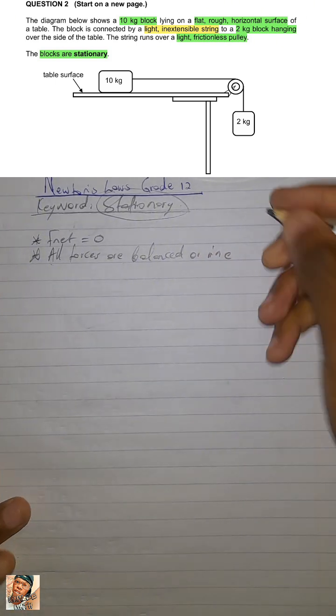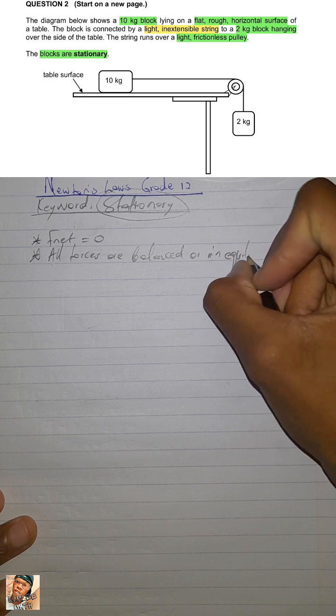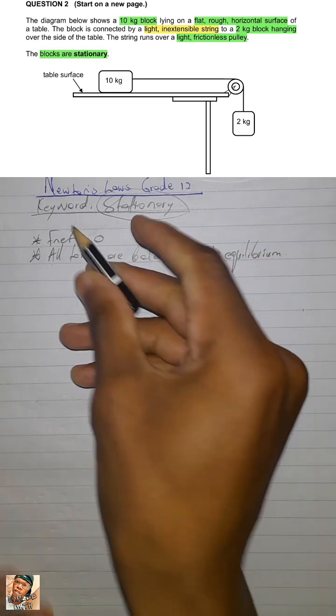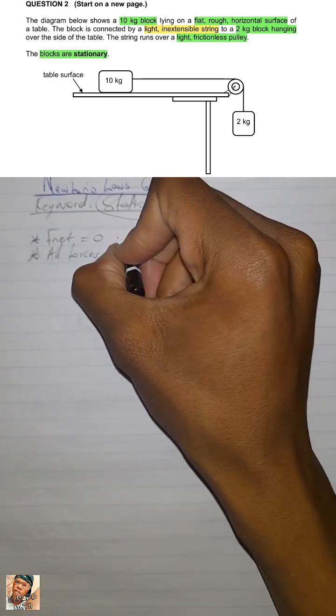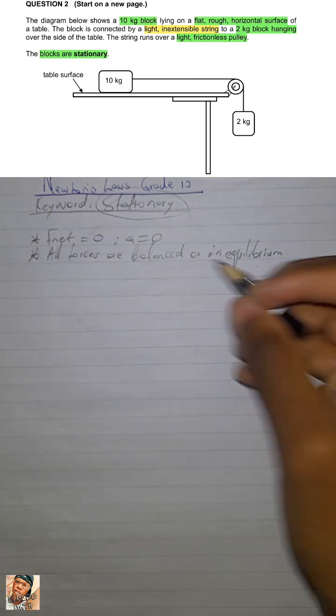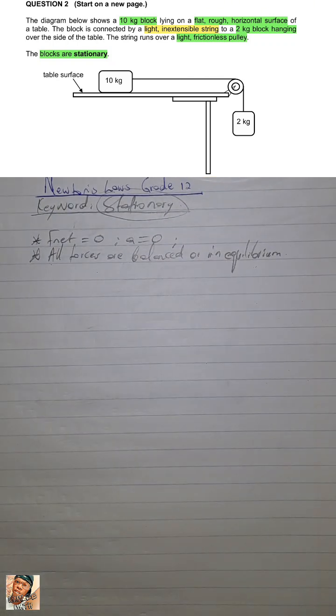So let me shift my book a little bit to the left so that I have enough space to write the word equilibrium. Equilibrium. So that's what the word stationary means. It means that the system is not accelerating, so acceleration is equal to 0, and of course there's no change in velocity. So velocity is also equal to 0. It means that the system is not moving. It is not in motion.